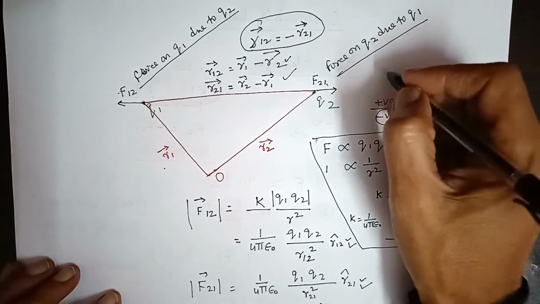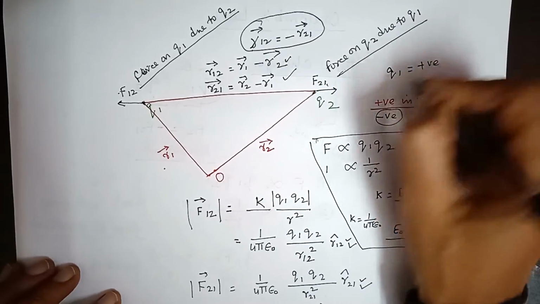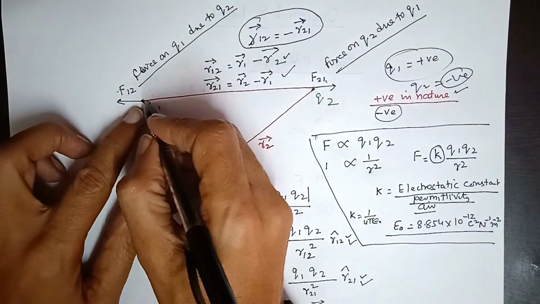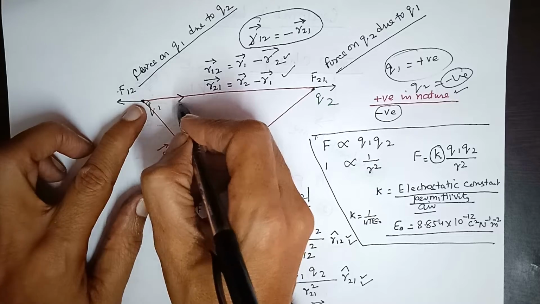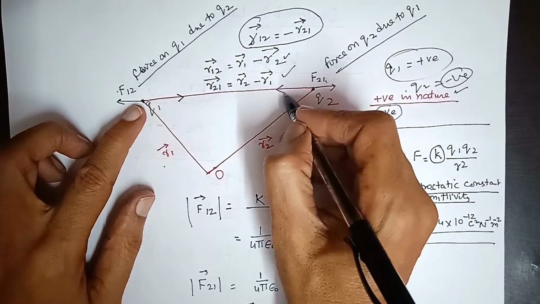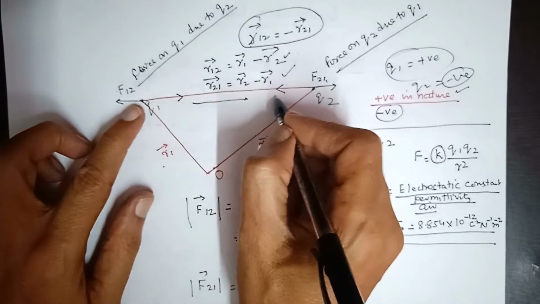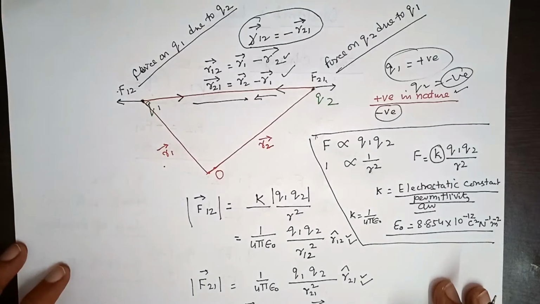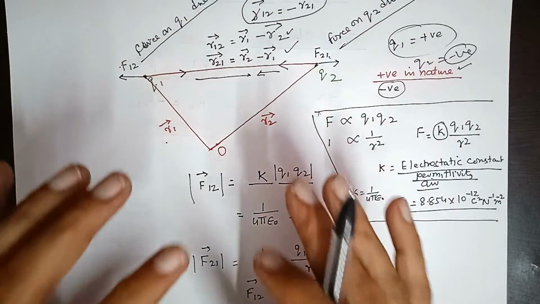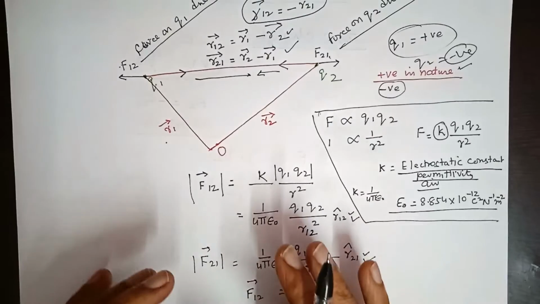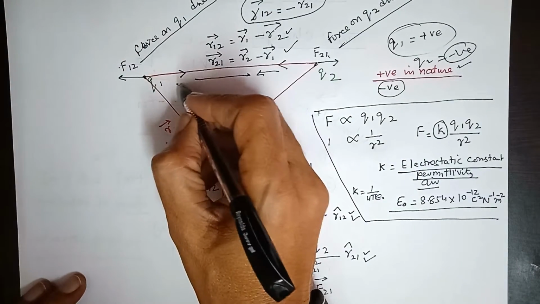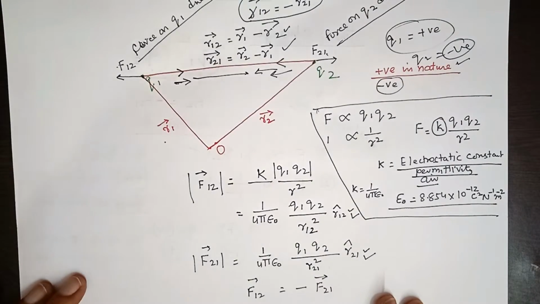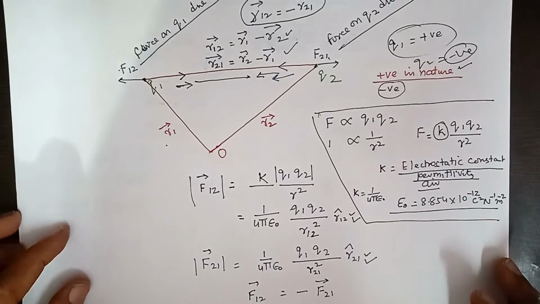But if we say that Q1 is positive and Q2 is negative, then what will happen? F12 will be in this direction and F21 will be in this direction. This will be attraction, force of attraction, if the charges are different. But the direction of the force will again be opposite to each other. So this is Coulomb's law.